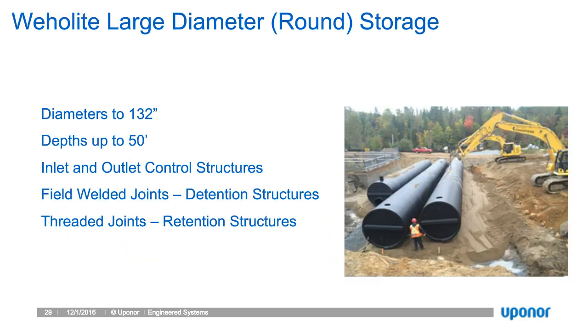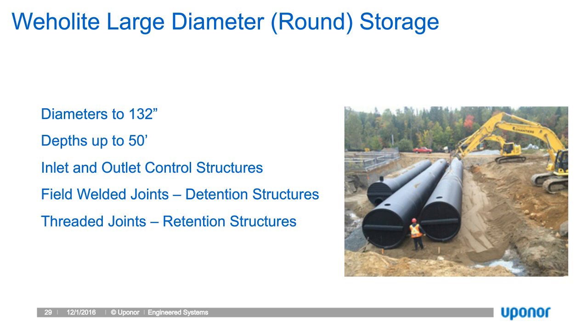So again, as I mentioned, we have two solutions, and Grant kind of covered this. We have the Weholite large diameter round storage structures, where we could produce manifolds in up to 132 inches or 11 foot diameter. We're one of the few manufacturers in the world that can produce detention and retention structures of this scale. And depending upon diameter, soil condition, and water table, we can accomplish depths of up to 50 feet.